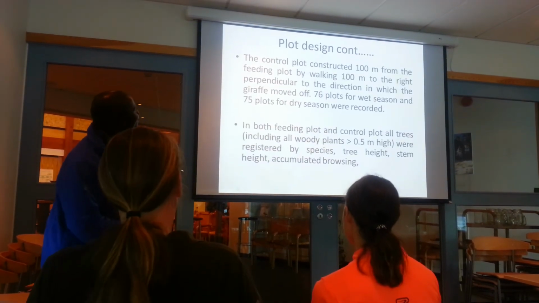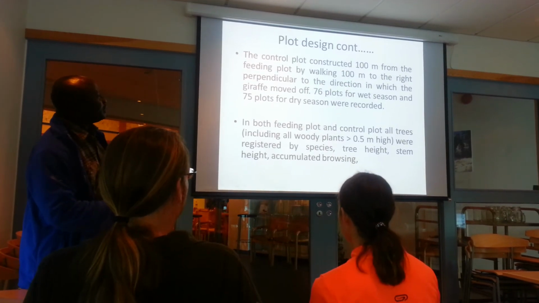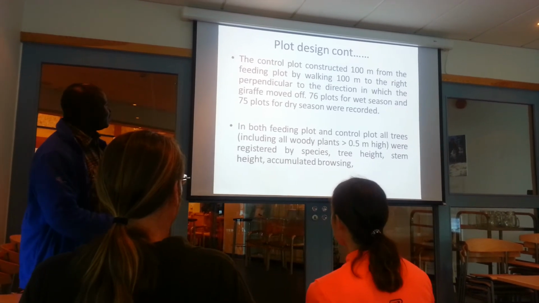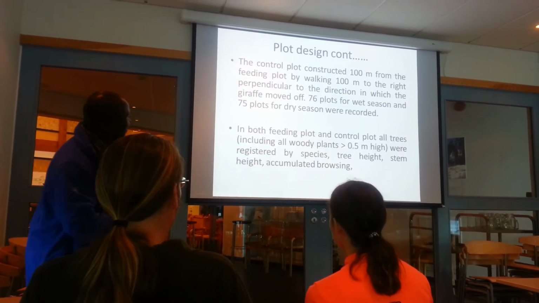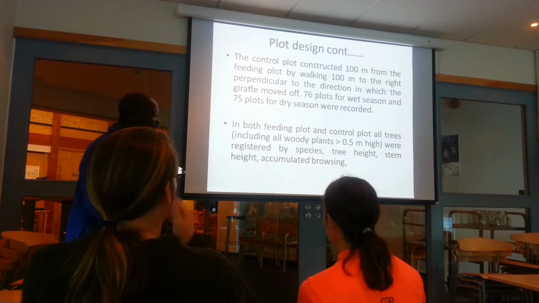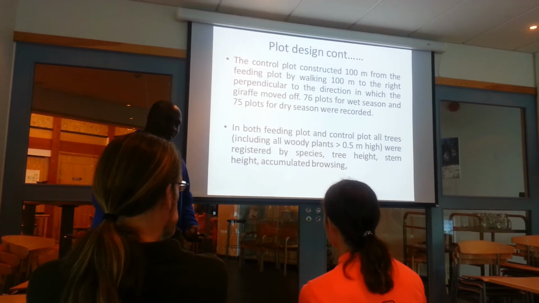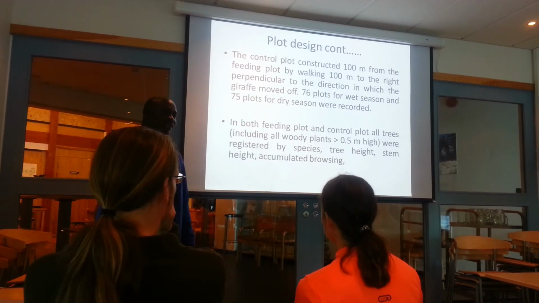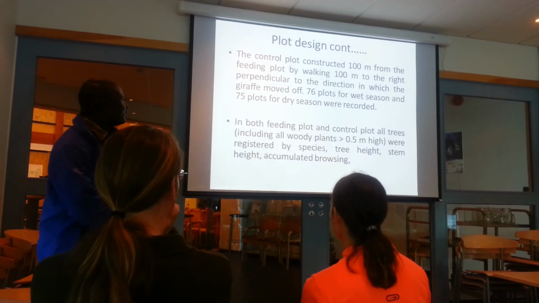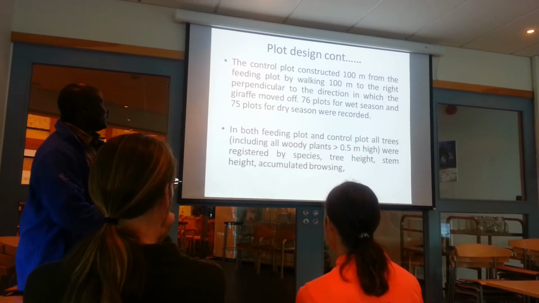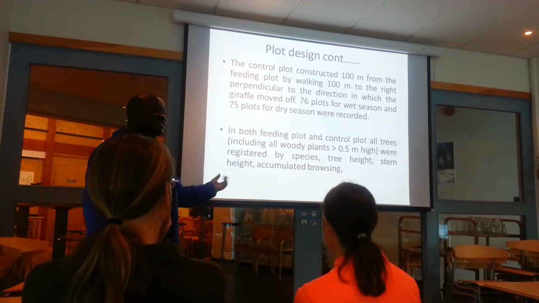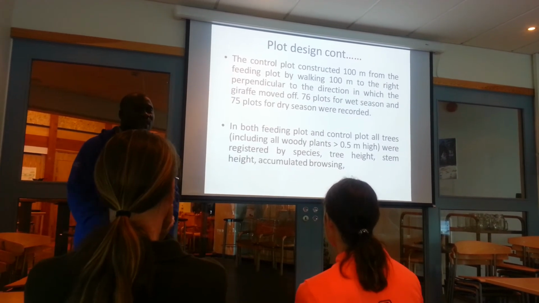Next. Thank you. So this is what I was talking about. I go out 100 meters and make a control plot from the feeding plot. I've already talked about that. And in the feeding plot, you record height, especially height above 0.5. If it is less, going down to 0, you don't record that one. So that's the meaning of this. We had all the species, the tree height, stem height, and the accumulated browsing. This tells about the history of the tree.